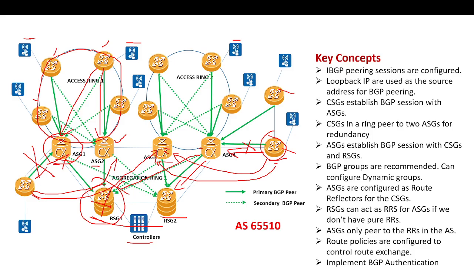If it's in a ring setup, we establish two peering sessions. We have the primary BGP peer and we have the secondary BGP peer. So whenever we have the ring setup, as shown here, we establish two sessions, one to SG3, another one to SG4. Same to the SGs, we are also establishing two sessions, one to RSG1, another one to RSG2, so that we have redundant peering for the protection of the services.